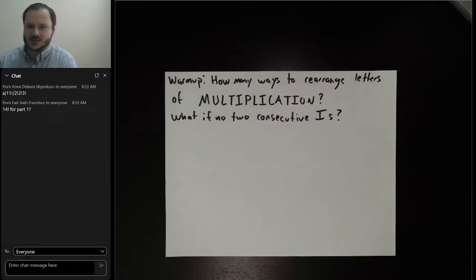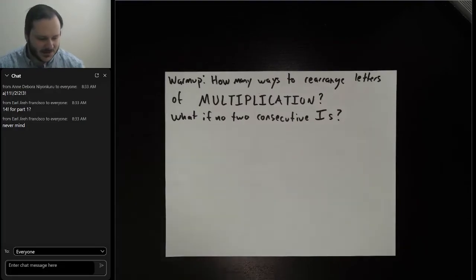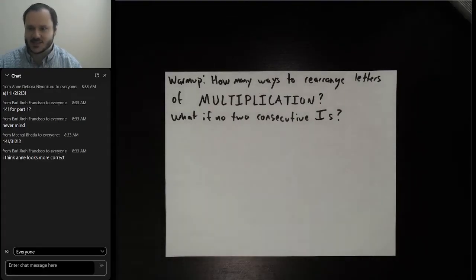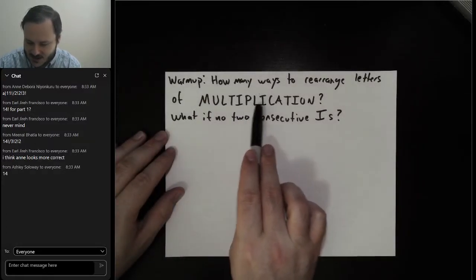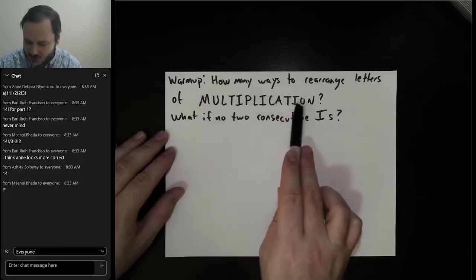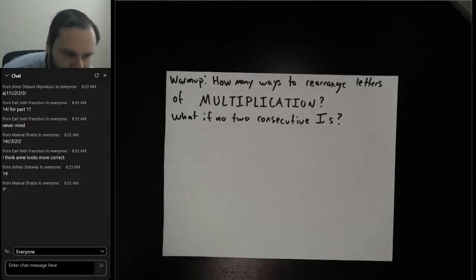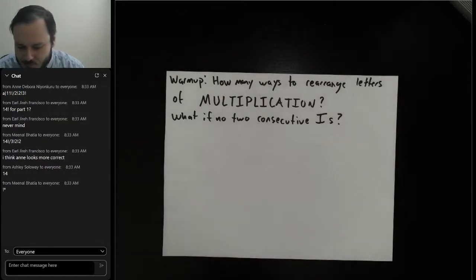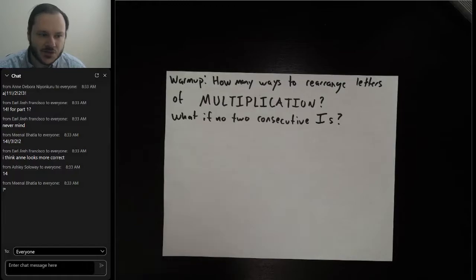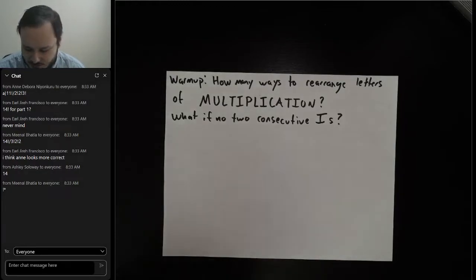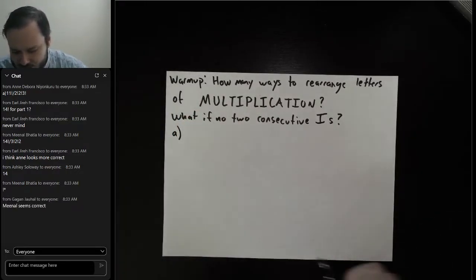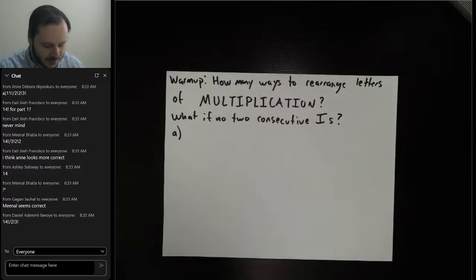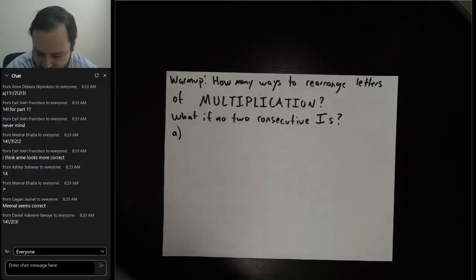Okay. So, first things first. How many letters in multiplication? Let's get that down. 1, 2, 3, 4, 5, 6, 7, 8, 9, 10, 11, 12, 13, 14. Looks like 14 letters. If we just did 14 factorial, 14 factorial gets us all of our different arrangements. But we do have to be careful because some of our letters are repeated.